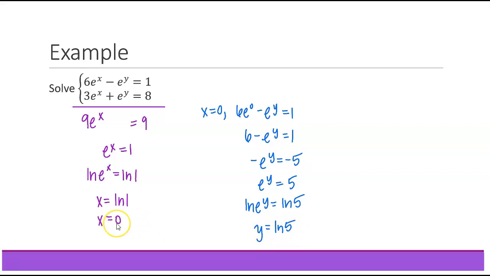And so we have one point of intersection when x equals 0 and y equals ln 5. So we have 0, natural log of 5 as our one and only solution, now one coordinate point, that solves this system of equations. So notice that we're bringing back previous topics, right? The ability to solve exponential equations.